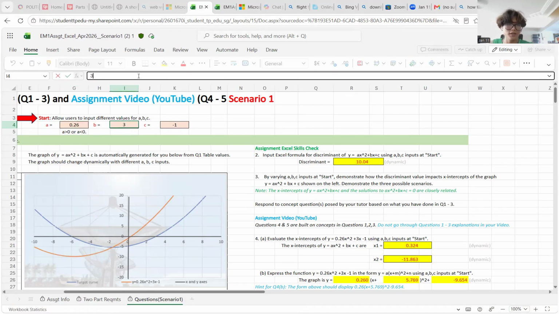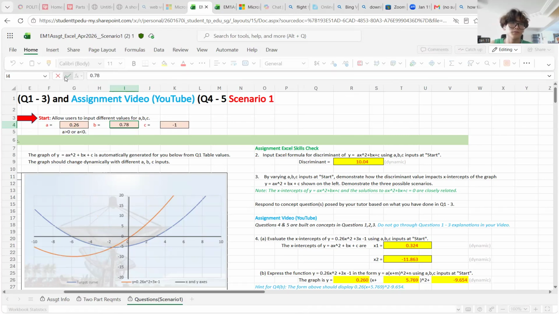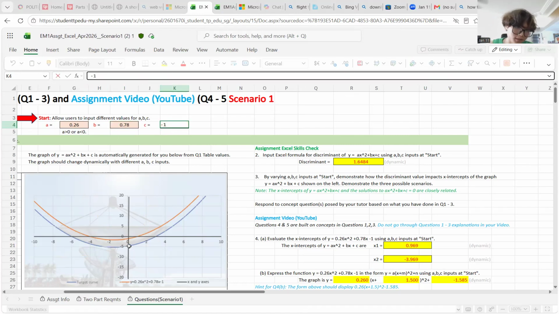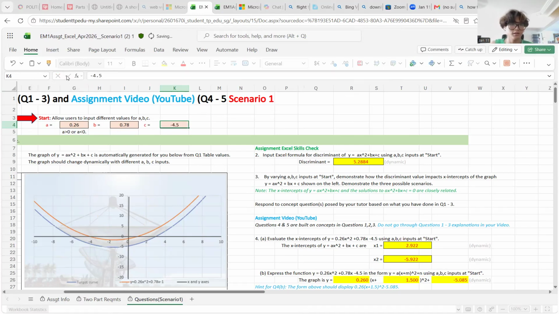For B, I can put in a value of maybe 0.78, which gives me that. And then C, which is the y-intercept, you can see here is around minus 4.5-ish using trial and error. And yes, both the curves match each other, as you can see over here.